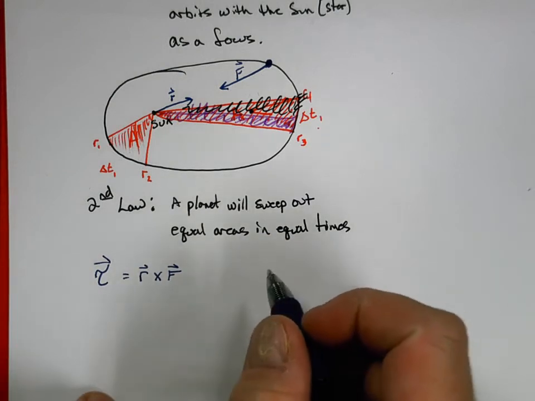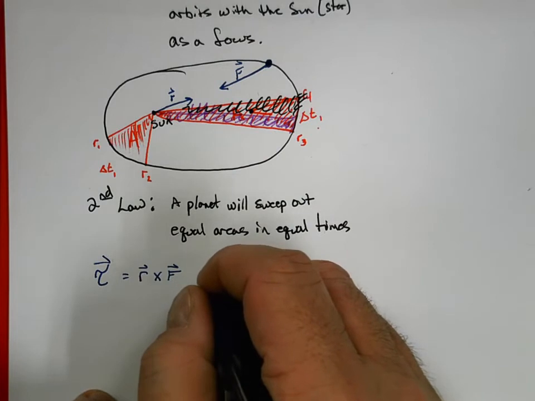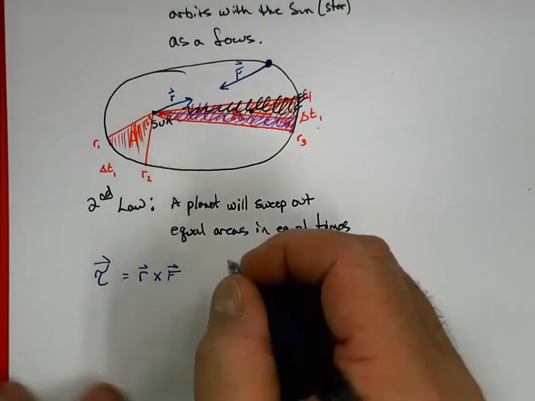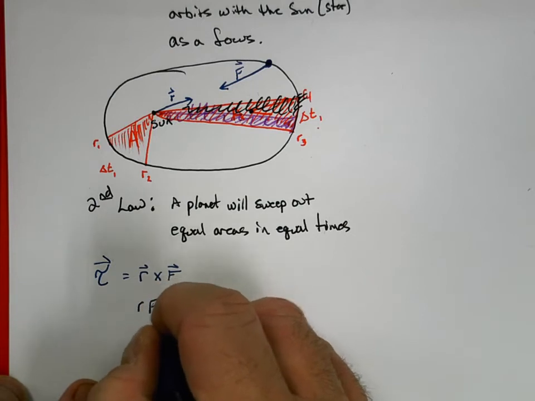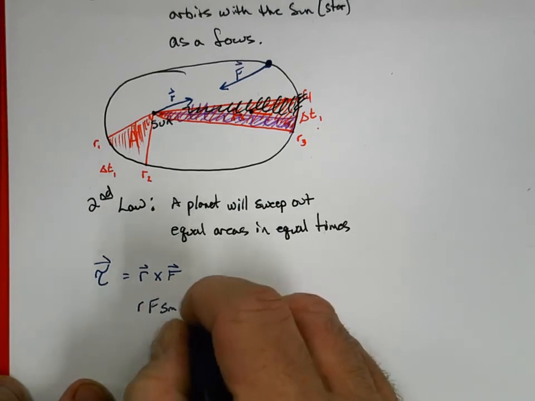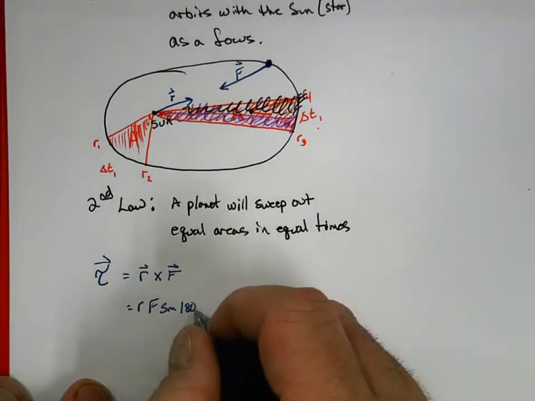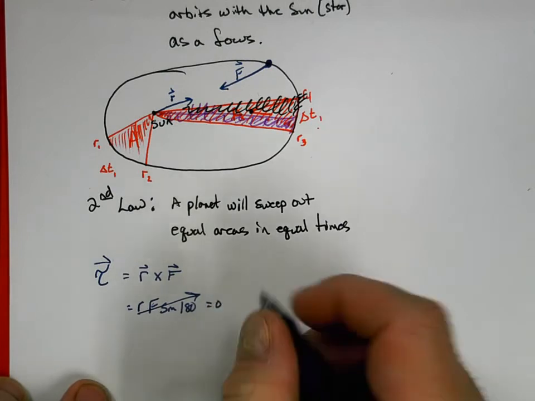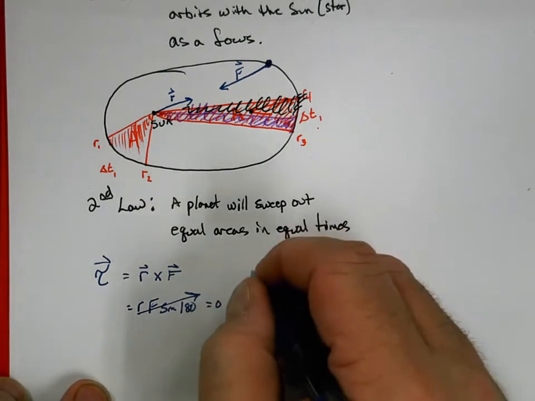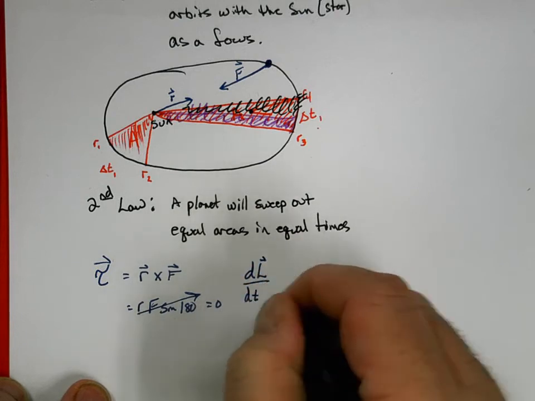Okay, but in r cross f, now the r cross f is rf sine of 180, because these two are pointing in opposite directions. But sine of 180 equals 0. So that means our torque equals 0.